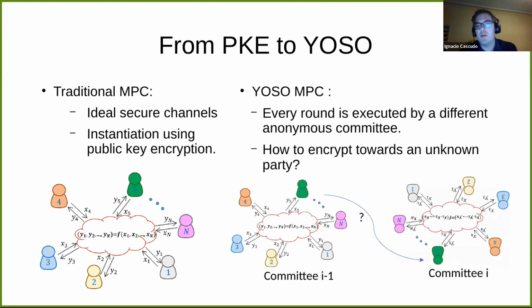But in the Yoso model, the situation is a little bit different, because every round is run by some anonymous committee. So the question is, how do you encrypt information towards a party that you actually don't know? And more generally, how do you, for example, secret share information among some committee that you still don't know?